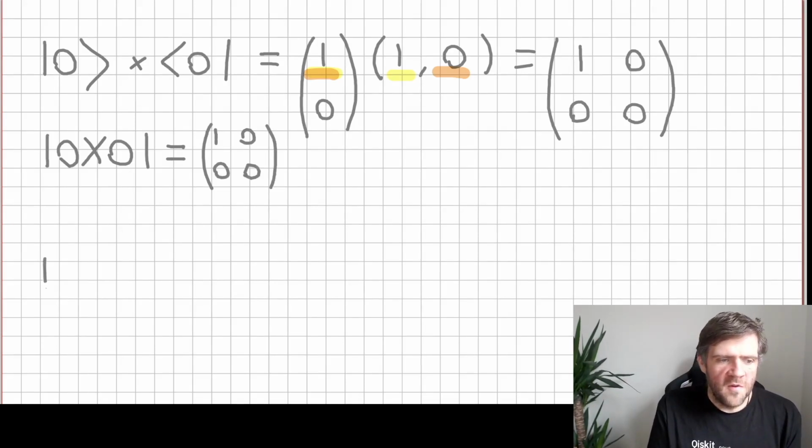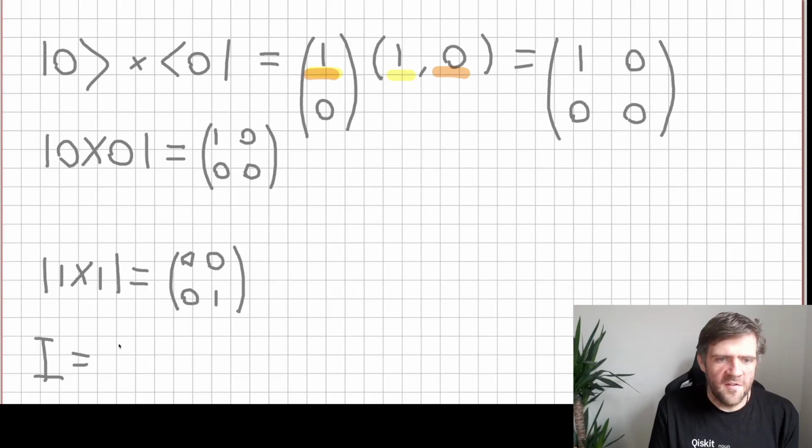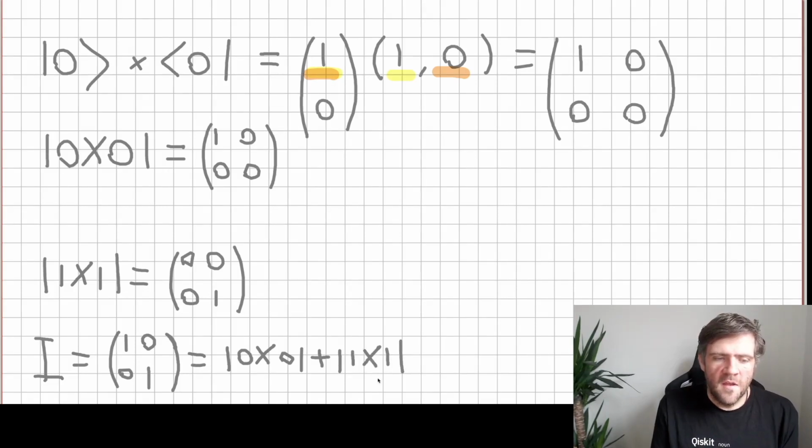Okay, and if we were to do |1><1|, we would get 0, 0, 0, 1. And then we can write down the identity matrix by just adding these together. The identity matrix, remember, is 1, 0, 0, 1. And therefore it can be written as |0><0| plus |1><1|. Now let's try this with the X matrix.